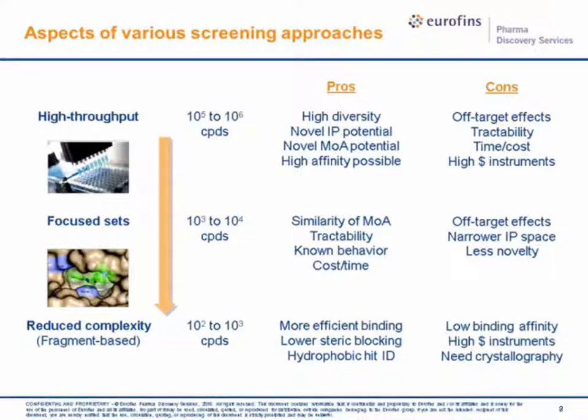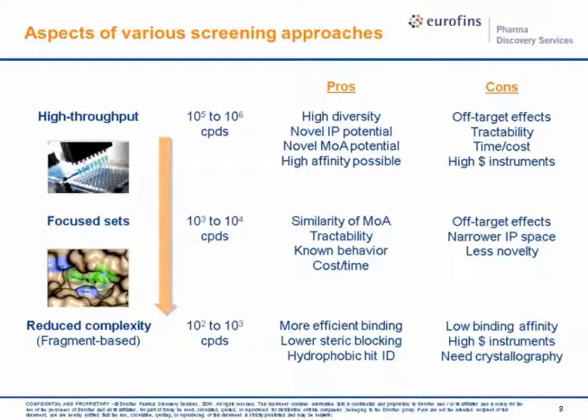There is also the potential for narrower IP space because a lot of those frameworks will likely have already been patented, especially if they are representative of late-stage lead compounds. There is also the potential for less novelty, again, because more is known about the compounds in that collection. But it does provide a very quick and relatively easy way to get a hit, and is particularly useful for identification of tool compounds, which may feed back into target validation studies.